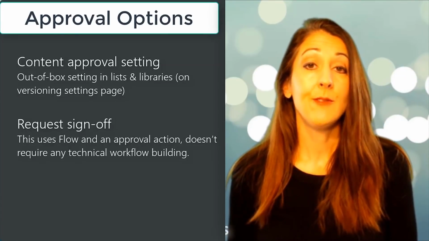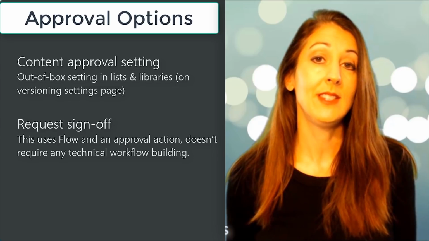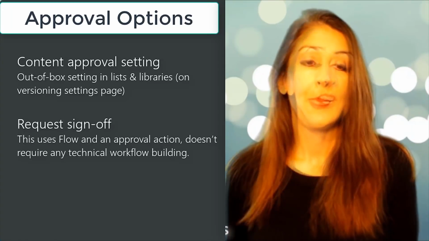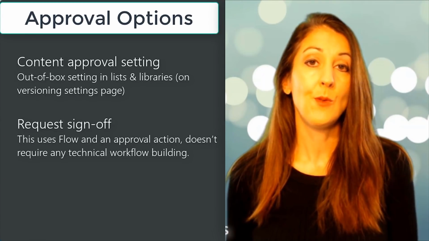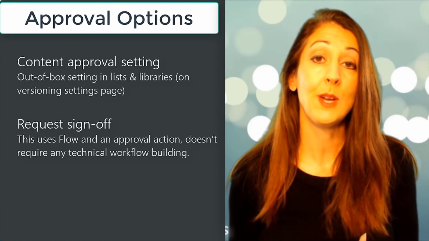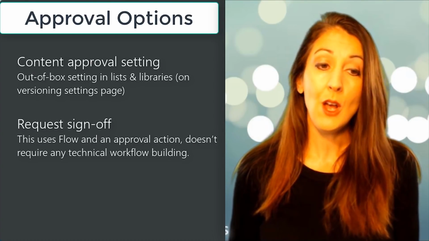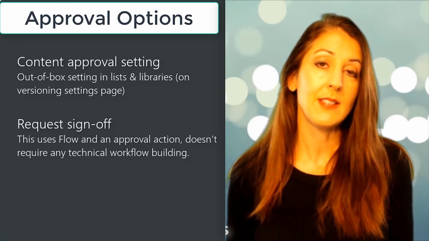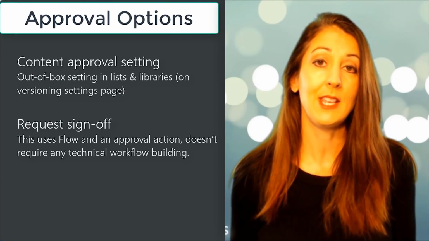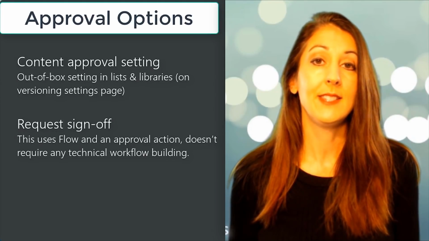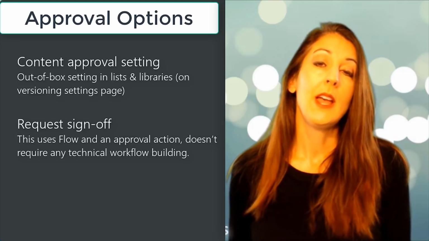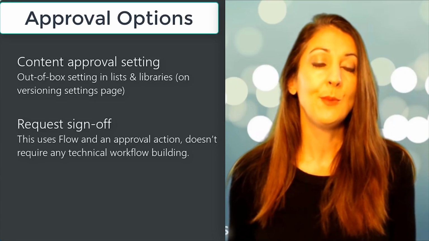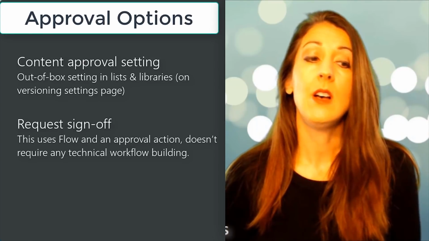First of all, we have in every list and library, it's always been there, a setting called the content approval setting. And this is basically the ability to turn on moderation. There's also a new concept having to do with very simple approvals. It's called request sign-off. And this uses Flow and an approval action, but doesn't actually require you to go to the Flow interface and configure anything or actually create a flow. It is a completely built-in flow that is not customizable. So those are our two very basic out-of-the-box approval options, and we'll dig a little bit more into those before we move on to moving beyond out-of-the-box.